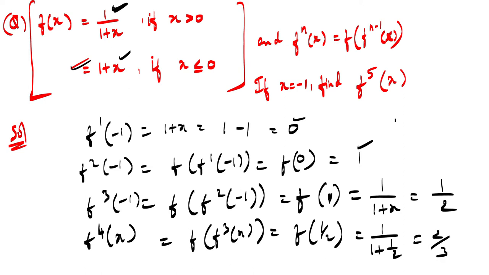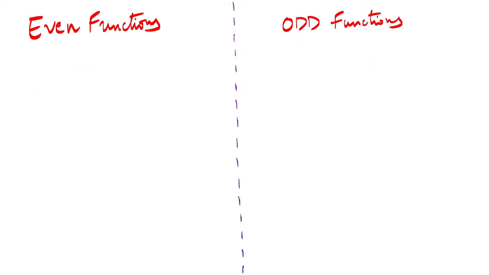So what is f5 of x? f5 of minus 1 is equal to, as 2 by 3 is greater than 0, you substitute 2 by 3 in the first case, which is 1 by 1 plus 2 by 3, this is equal to 3 by 5. So f5 of x is equal to 3 by 5. So let's move on to the even function and odd function.